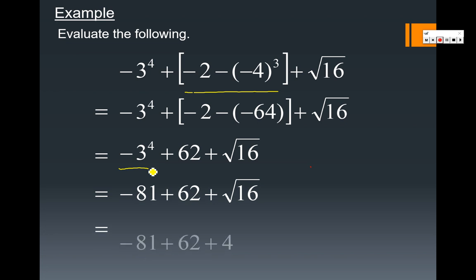Square root of 16 is done as an exponent, is 4. And then, like I said before, you do not have to show me any more steps once you're down to addition and subtraction. You can just punch those in your calculator, try them in your head, whatever you like.